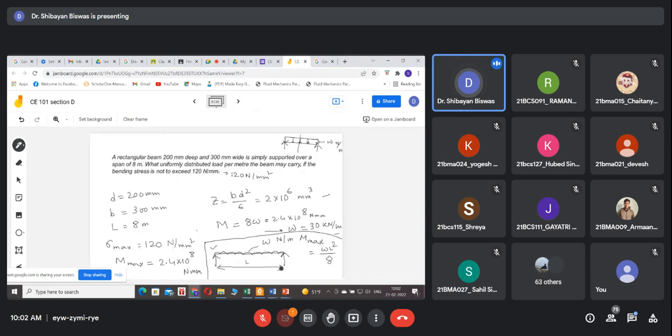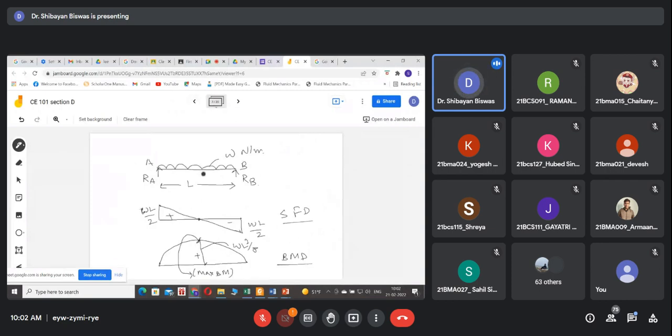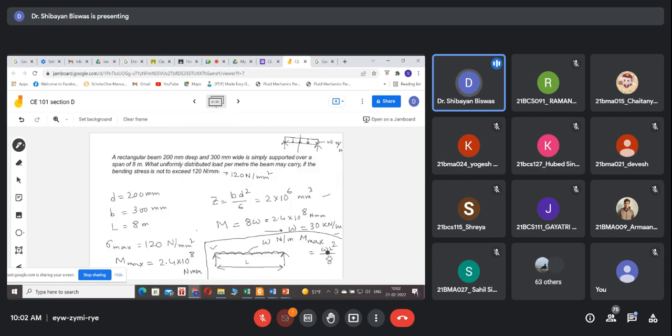So we are just using WL square by 8 only, because when we design a beam, there are other bending moments happening, right? But the maximum is always the most botherable thing. All engineers only bother with the maximum value. So the maximum value is WL square by 8, and that is coming from this part.